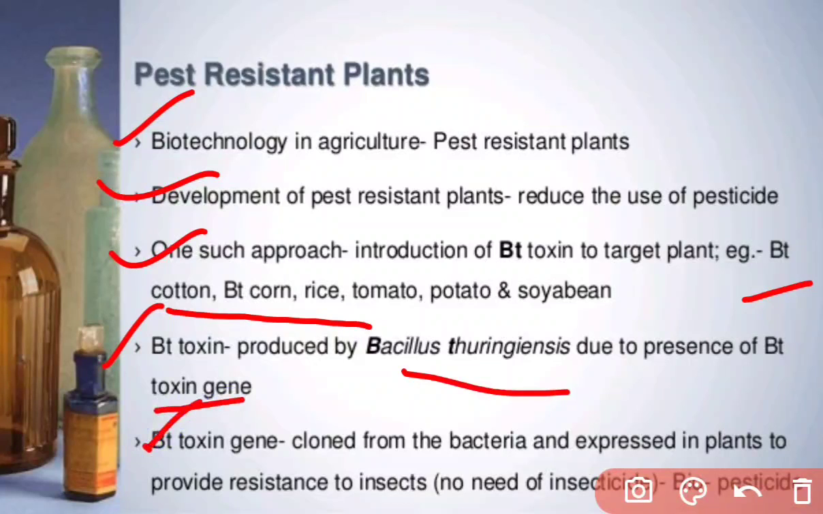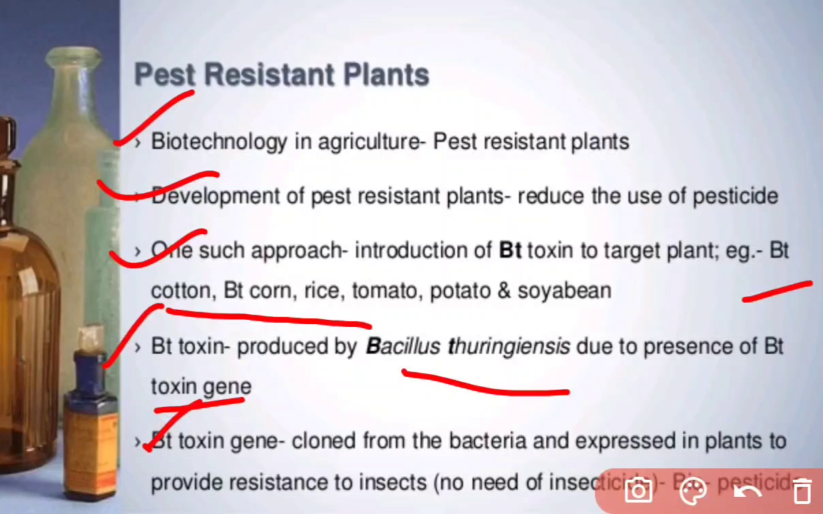The BT toxin gene is cloned from the bacterium and expressed in plants to provide resistance to insects. No need of insecticide or pesticide. So there is no need of applying insecticide or pesticide in the field. Rather, if we introduce this BT toxin gene by cloning it from the bacterium and introducing it into the plants, we can provide resistance to the insect, meaning that plant is now resistant to that insect. That gene we extract from the bacterium and introduce into the plant using genetic engineering techniques, and then that gene is expressed in the plant, and the plant becomes resistant to that insect.